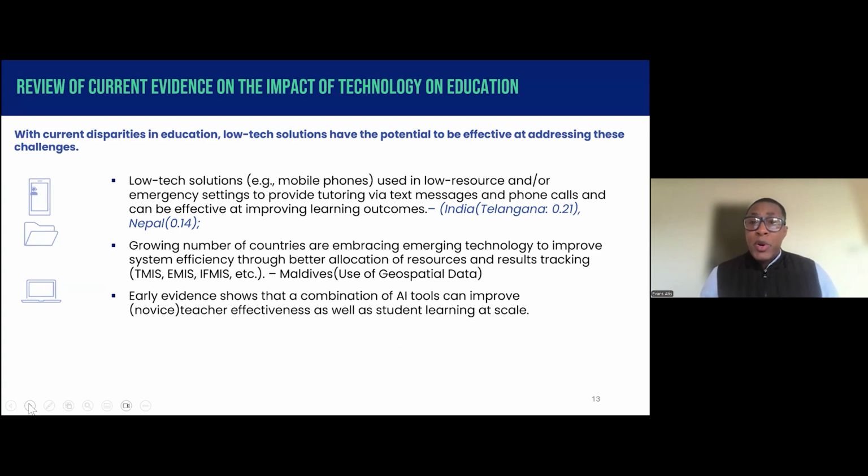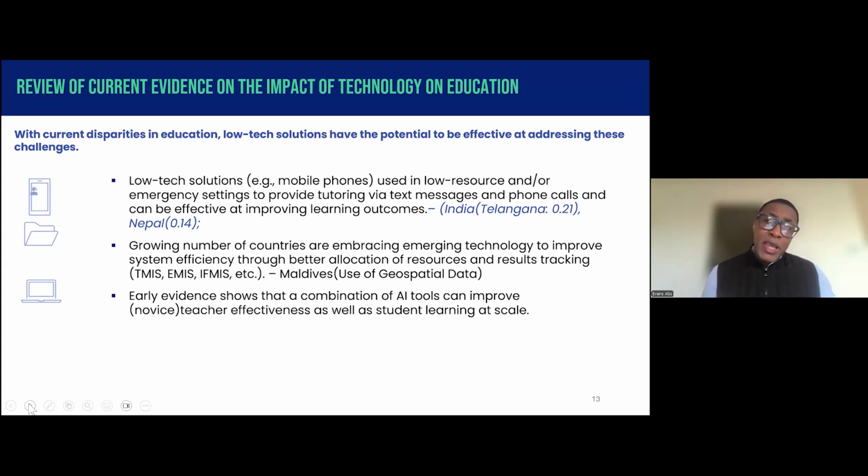For example, we know that there was this experiment in India and Nepal where they provided tutoring via text message and phone calls, and it does show improvement in learning outcomes. In India, we had 0.21 in terms of effect size, which is getting close to 3 months of educational progress. And in Nepal, it was a little bit less than 2 months, but still we're seeing great impact.